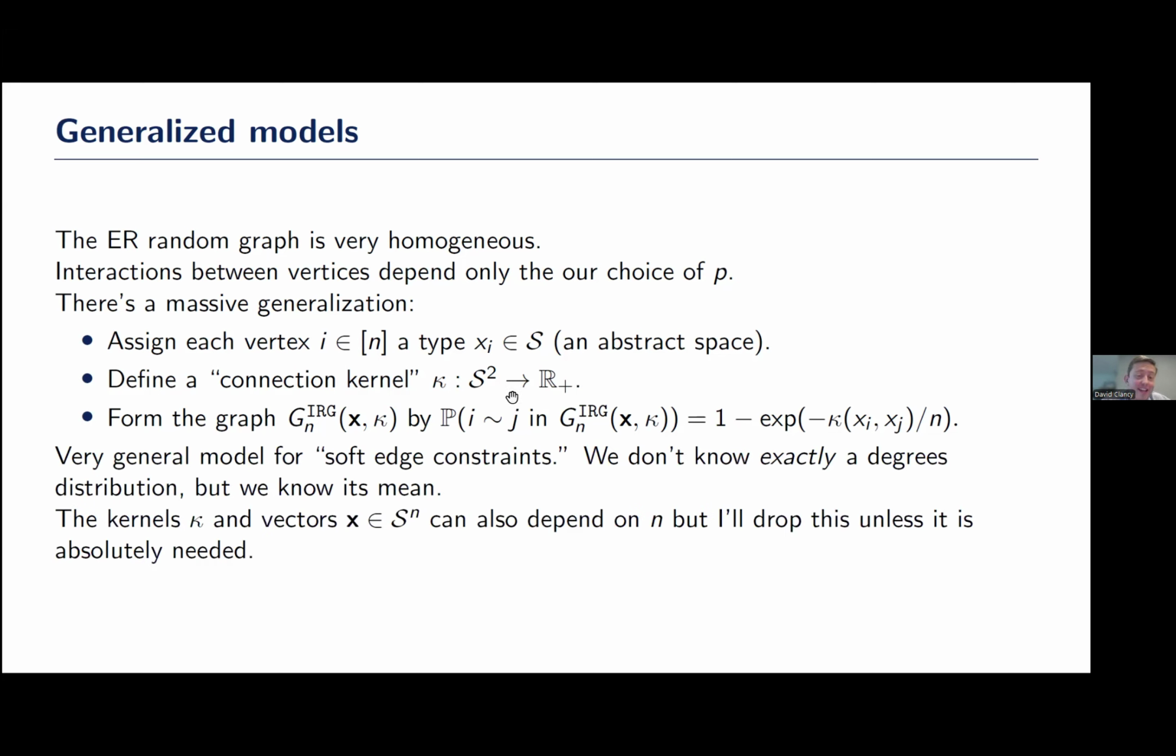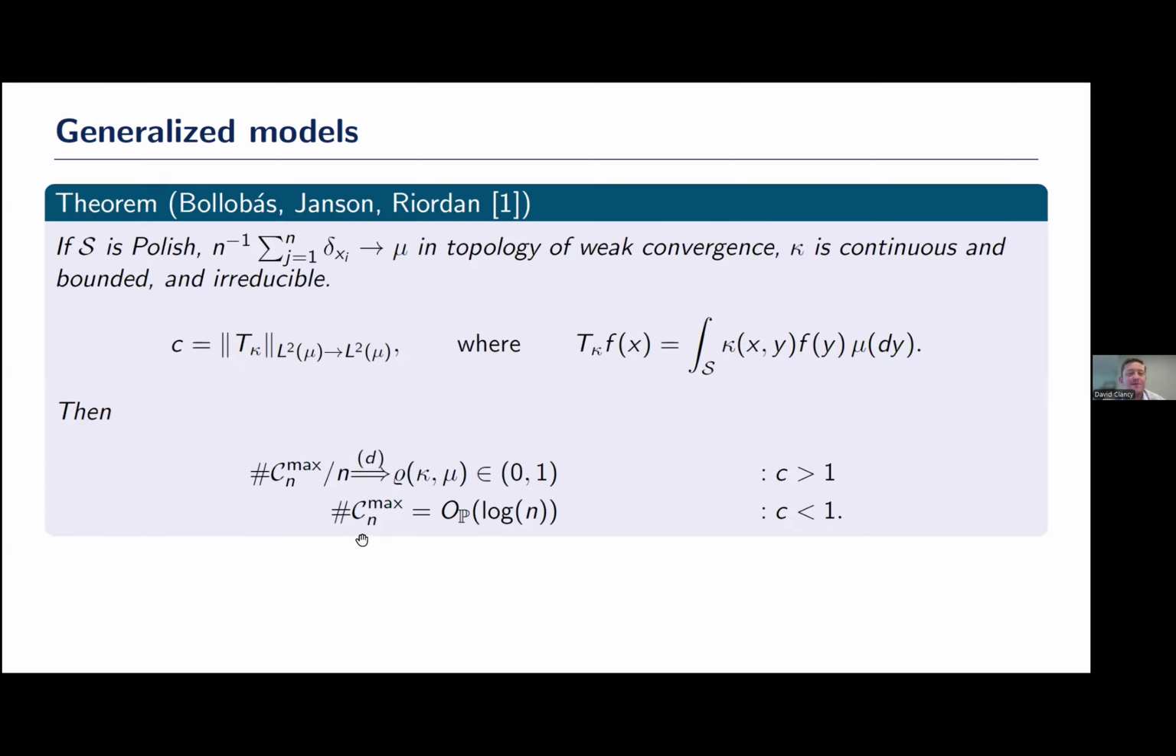And I guess technically how I wrote it here, the kernels kappa and these vectors x depend on n as well, but I'll just drop that to not overwhelm all the notation. And then there's this massive generalization by Bollobás, Janson, and Riordan.